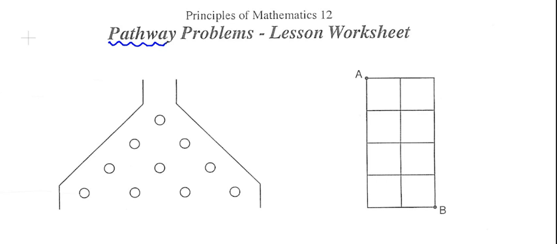So I'm going to start with the one on the right here because it's very similar to one that you had in your, I think it was your day 3 homework, where you're trying to get from one point to another. So let's say we're starting at A, we're ending at B, and we can only move to the right and down. So if we can only move, let's call this east and south.